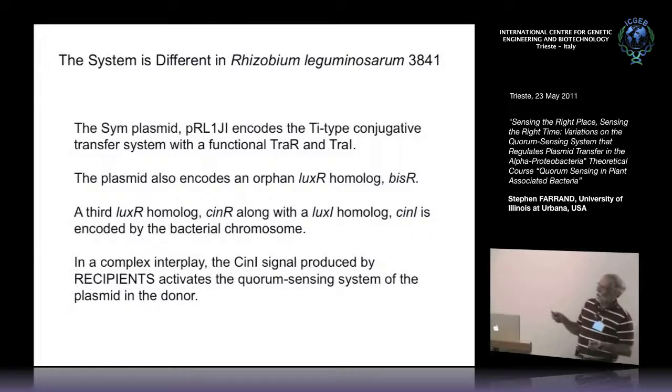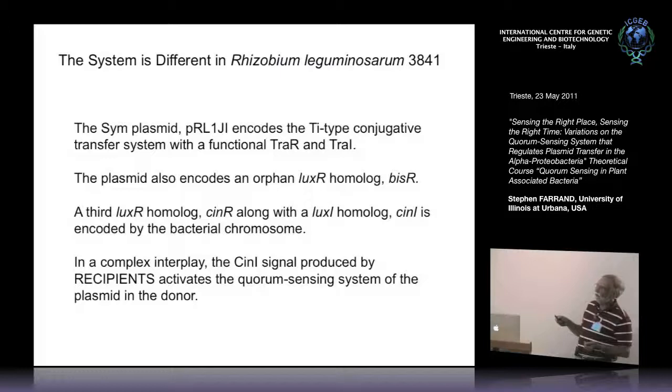All right. There is a third LuxR homolog. There are more, but the third LuxR homolog that's important to the story that I'm going to tell you, which is CinR, along with its LuxI homolog CinI, is encoded by the bacterial chromosome. So now we have TraR, TraI on the Sym plasmid, an orphan LuxR, BisR, on the Sym plasmid, and the CinR, CinI system on the bacterial chromosome.